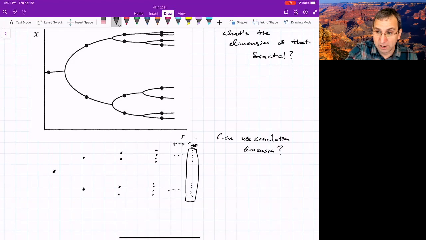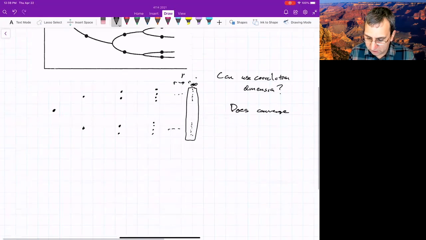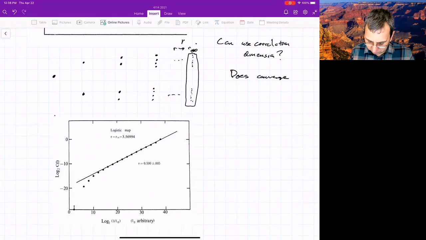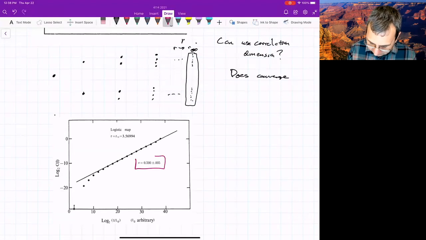So some people calculated this in the early 1980s. So it does converge. So it's going to be something between 0 and 1. Remember, you plot log of epsilon on the horizontal axis, and then log of the correlation on the vertical axis, and then look at the slope. So in this case, you get this result of, it's got a dimension of about 1/2.